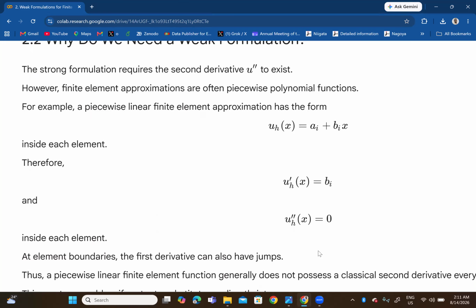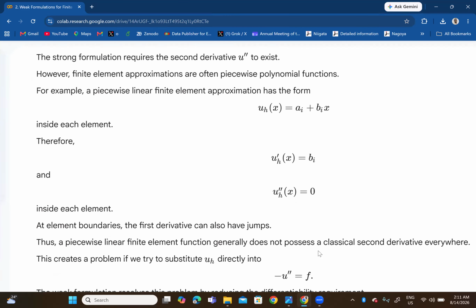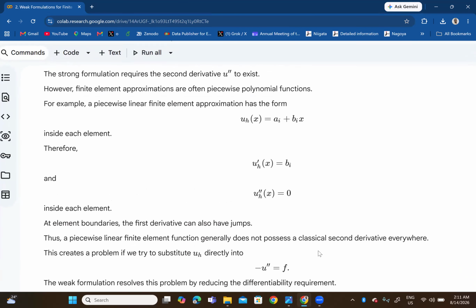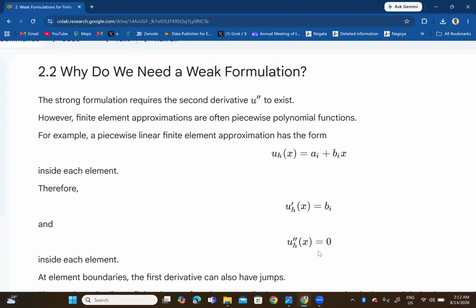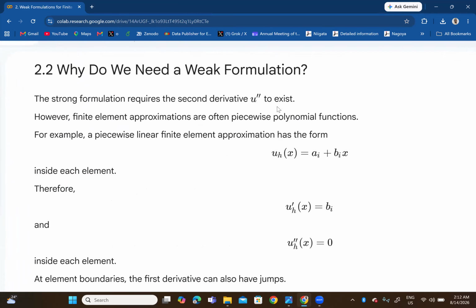Now, why do we need a weak formulation? We have the strong formulation already given. Why do we now have to have a weak formulation of the same thing? First of all, the strong formulation requires the second derivative u prime prime to exist. However, finite element approximations are often piecewise polynomial functions. So finite element approximations are usually piecewise polynomial functions.